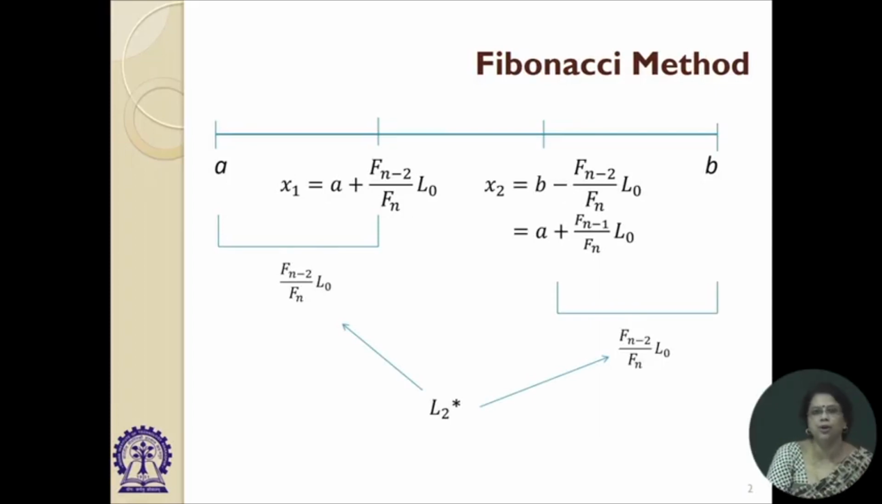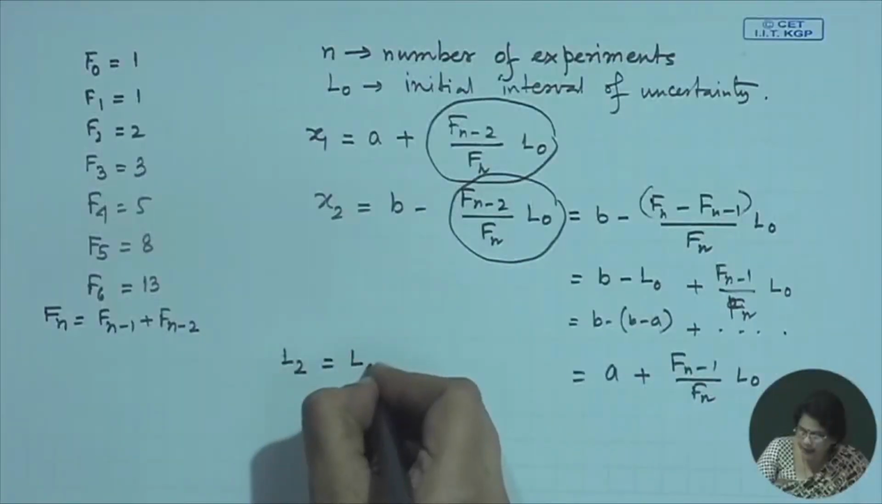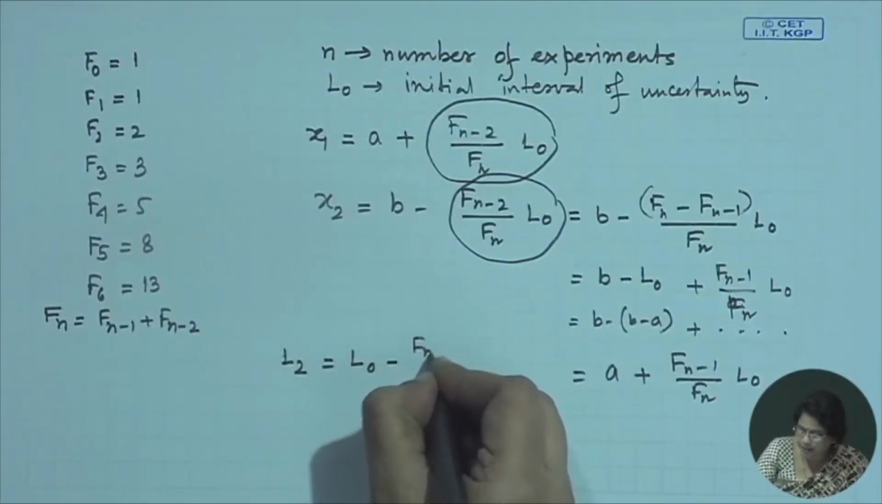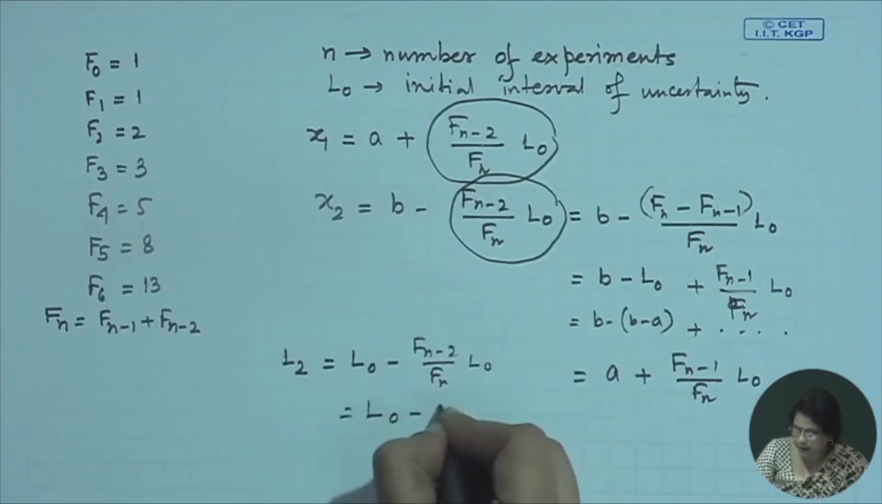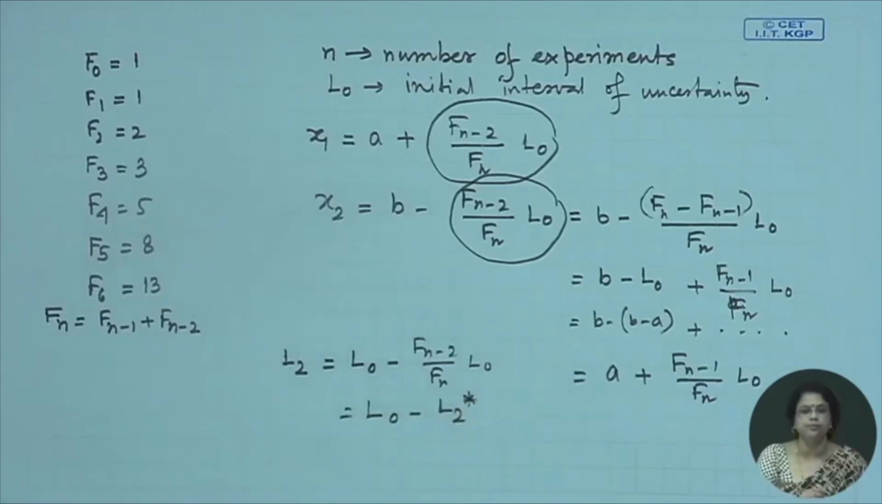That is why the method tells me that I have L naught, the first interval of uncertainty. Then I will find L2 star as Fn minus 2 by Fn times L naught. I will subtract it, and I will get the new interval of uncertainty, and that L2 is equal to L naught minus Fn minus 2 by Fn L naught. In other words, L naught minus L2 star. Clear?